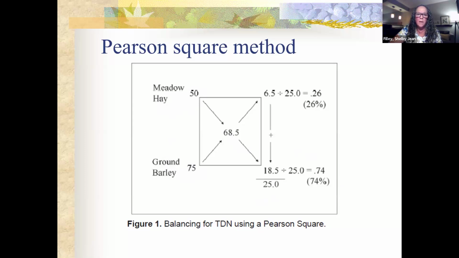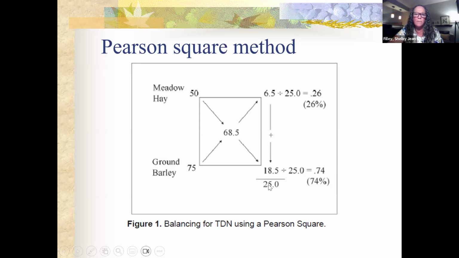They're pretty consistent. So you take, you go from the meadow hay, you take down and across the absolute difference. So don't worry about whether it comes out negative or positive. The difference between 68 and 50 is 18.5. And then you take the ground barley and take the value of that and go up and across the difference between that. And it's 6.2. And then you take those differences and you add them up and it comes to 25.